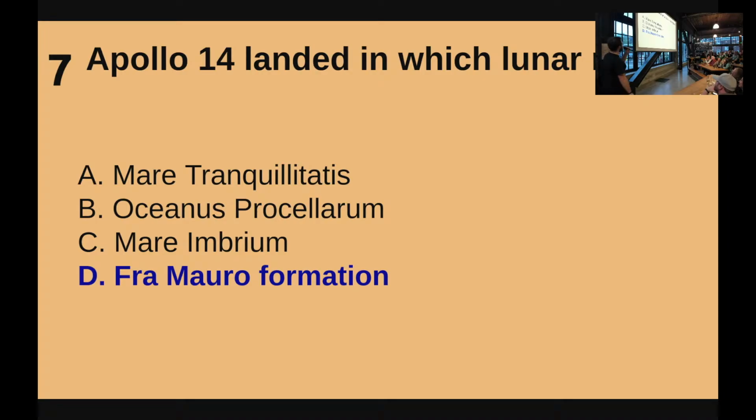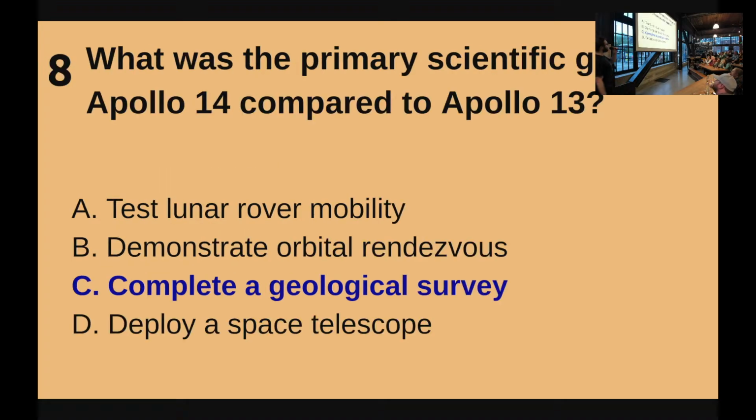Question 7. Apollo 14 landed on which lunar region? This was the Fra Mauro formation. They were completing a mission that Apollo 13 was supposed to do, but had to abort. What was the primary scientific goal of Apollo 14 compared to Apollo 13? This was to complete the geological survey that Apollo 13 was supposed to do, but that Apollo 14 had to take over instead.